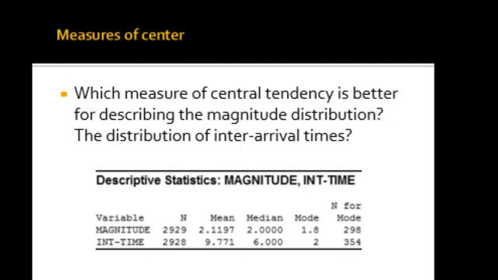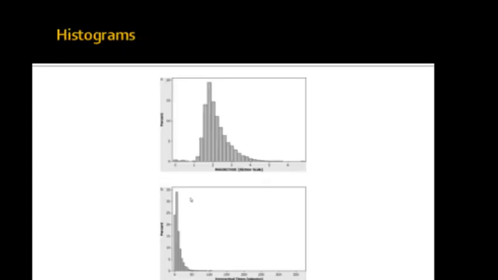For all the observations for the first data set, which is the magnitude, the mean is 2.1197 or 2.2. 2.0 is the median and mode is 1.8. For the inter-arrival times, 9.77 is the mean, 6.0 is the median, and 2 is the mode. Now let's look at the shape of these distributions also. The shape of these distributions look like this.